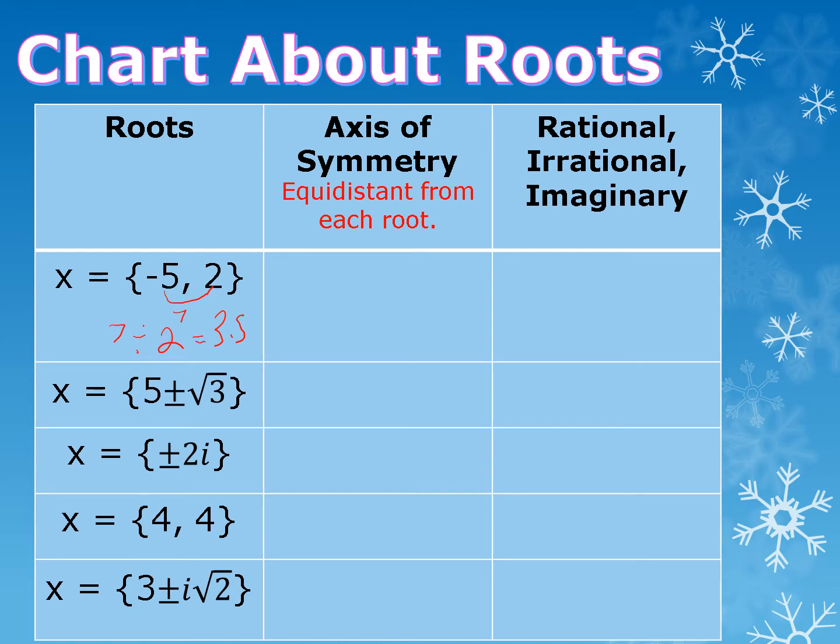It also tells me that 2 minus 3.5 will give me the axis of symmetry. So -5 plus 3.5 is -1.5. 2 minus 3.5 is also -1.5. Now, could I have written x equals -1.5? Absolutely. Could I have written x equals -3/2? Could I have written it just like this, x equals -1 1/2? Yes, there are several different ways to express the same value. So here, our axis of symmetry is -1 1/2, or -1.5.